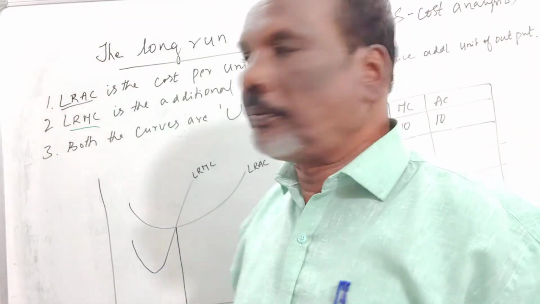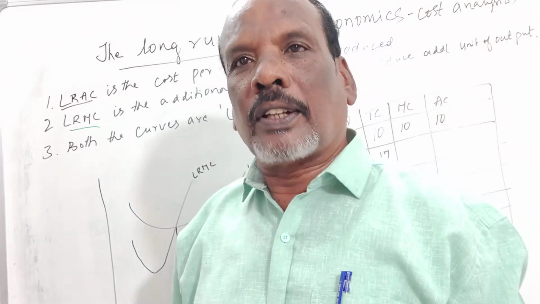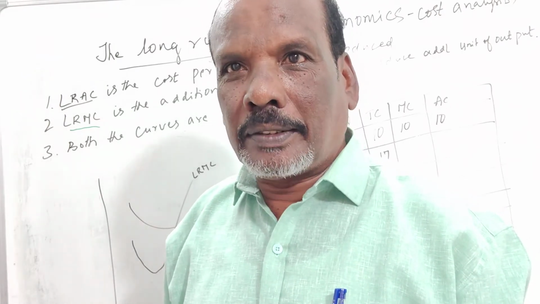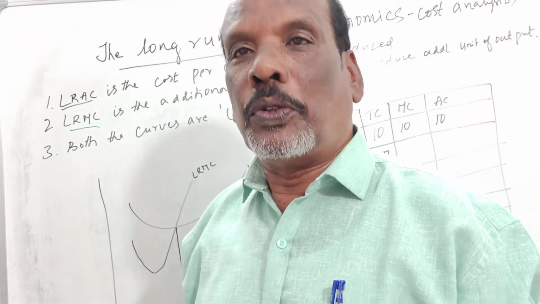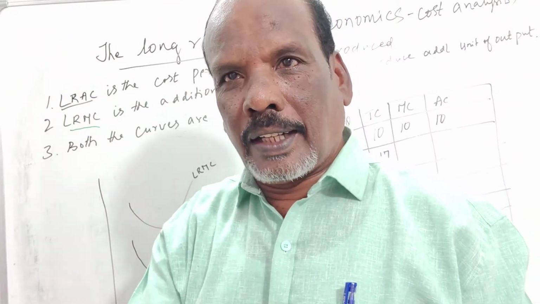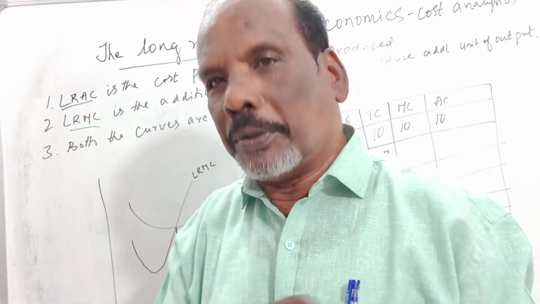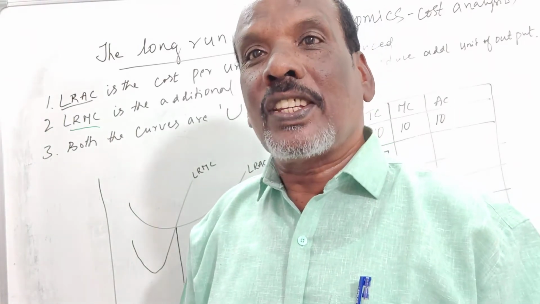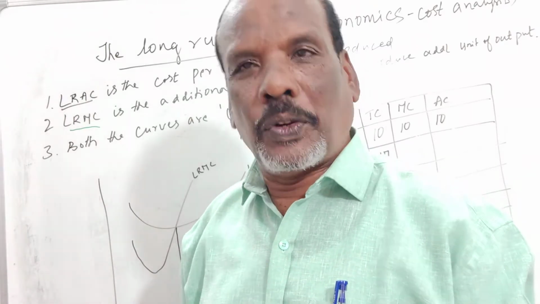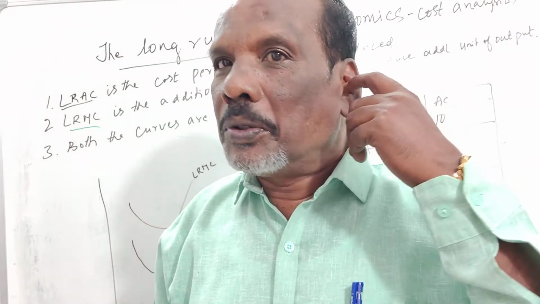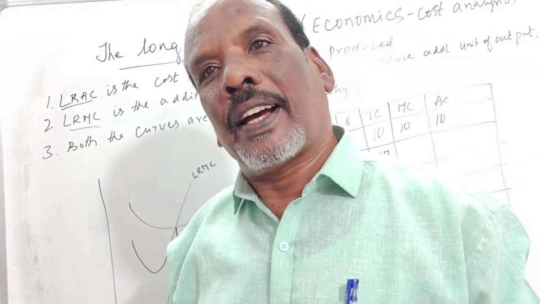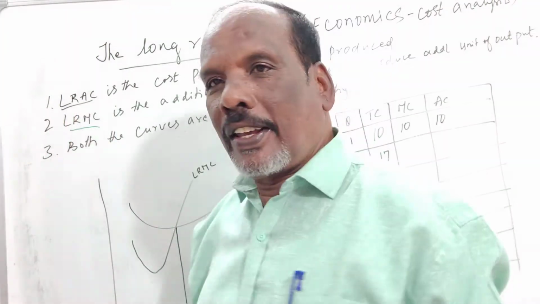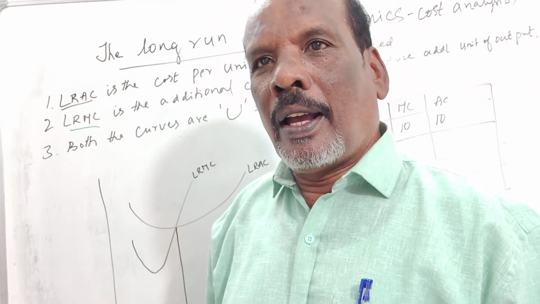And you know the formula. Long run average cost is derived by dividing the total cost by the quantity of output produced. That is, AC is equal to TC divided by Q. MC, you know the formula. MC is equal to TCn minus TCn minus 1, or MC is equal to delta TC divided by delta Q. These are the definitions of LRAC and LRMC.